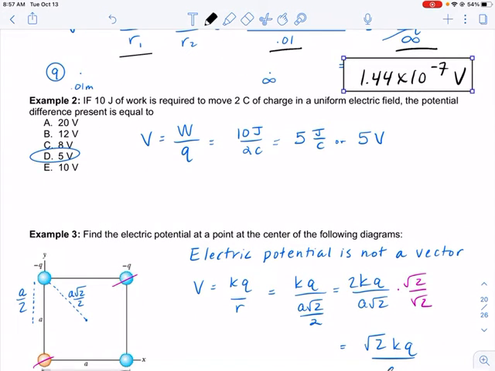Example 2: if 10 joules of work is required to move 2 coulombs of charge in a uniform electric field, the potential difference present is equal to what? Potential difference is joules per coulomb, or work per unit charge, or energy per unit charge, because we know that work and energy are equivalent. So I would simply take 10 joules divided by 2 coulombs, and I get 5 joules per coulomb, or 5 volts.